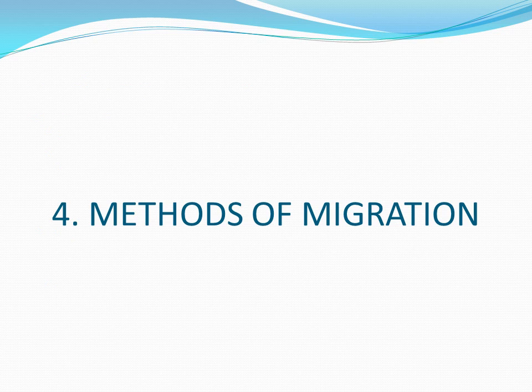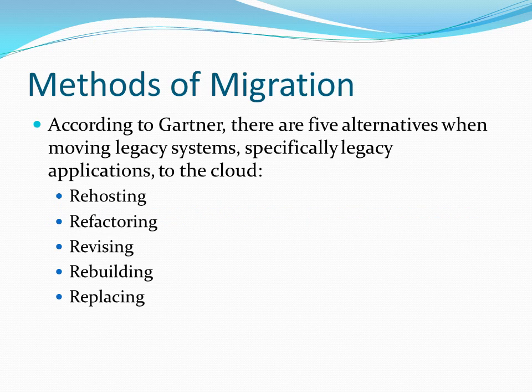Now let's take a look at the methods of migration to the cloud. According to Gartner, there are 5 alternatives when moving legacy systems to the cloud. These alternatives include rehosting, refactoring, revising, rebuilding, and replacing.